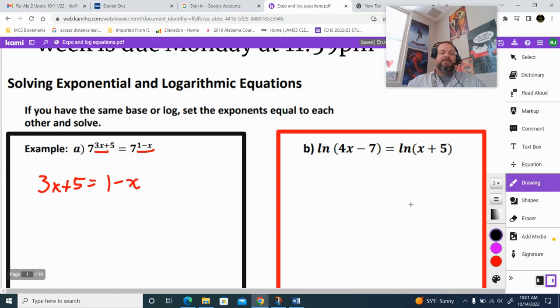Now, me personally, I like to get all my variables together and I like to get them on the left hand side. So I want to add an x.